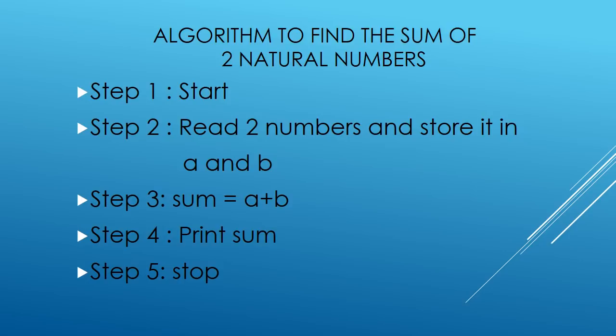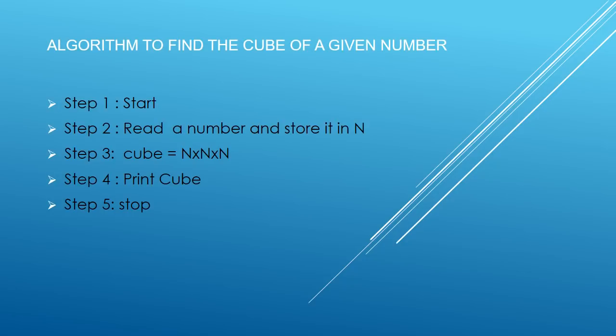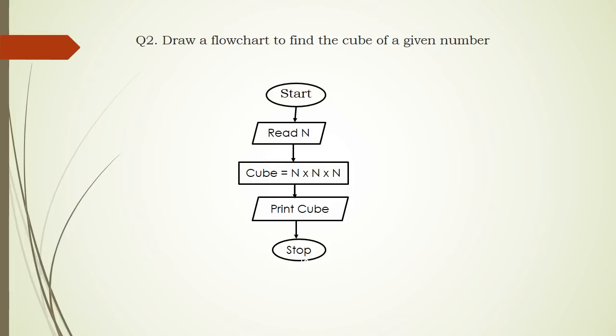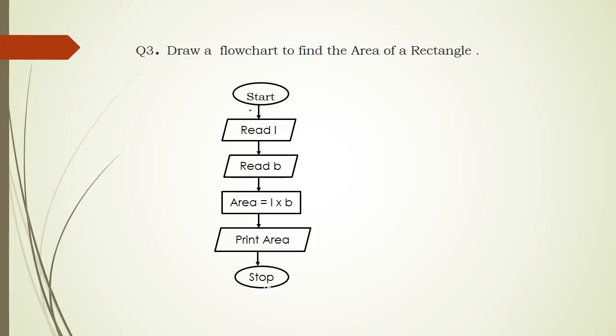Okay, next you write a flowchart to find the sum of two numbers. And next is the algorithm to find the cube of a given number. Then the flowchart to find the cube of a given number. You can just pause it and then you can start writing these in your notebook. Then the algorithm to find the area of a rectangle, and then the flowchart to find the area of a rectangle.